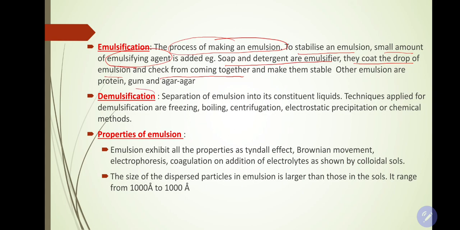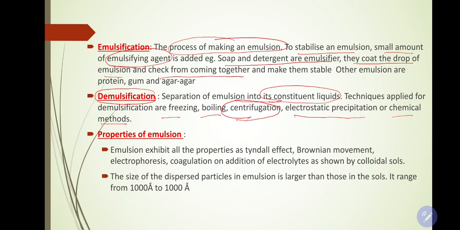Next one is demulsification. What is demulsification? Demulsification is the separation of an emulsion into its constituent liquids. That is known as demulsification. There are various techniques applied for demulsification, for example freezing and boiling. The main one is centrifugation. We mainly apply centrifugation, or electrostatic precipitation, or any chemical method.